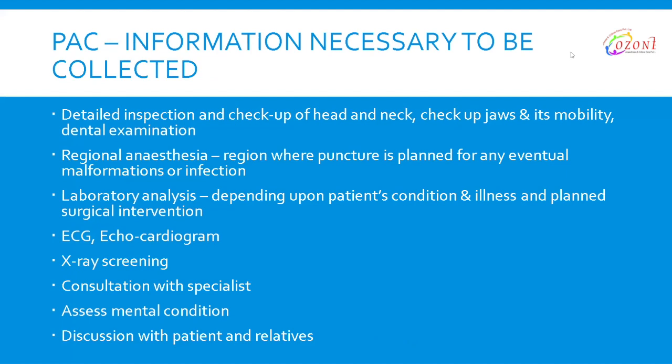Then after that, you can carry out a detailed examination and inspection of the person from head to toe, especially head and neck that need to be checked. During examination of the neck, note down whether there is a short neck, whether there is some possibility of difficult intubation, or some tumor or lump in the neck, which might cause some difficulty in intubation. Then check the jaws and their mobility. Again, you might face difficulty during intubation because of jaw mobility.